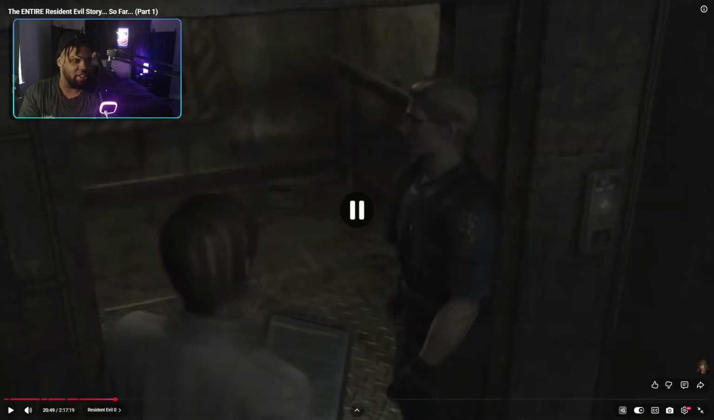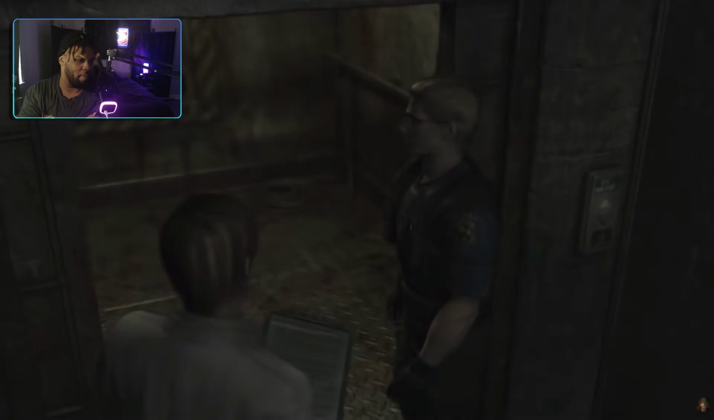It's funny, it's like the Zero is setting up 1 and 2 in a way, because Birkin basically becomes the main sort of antagonist of 2, and then Wesker does his thing for 1.